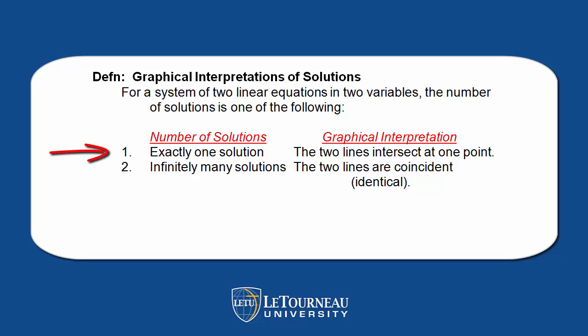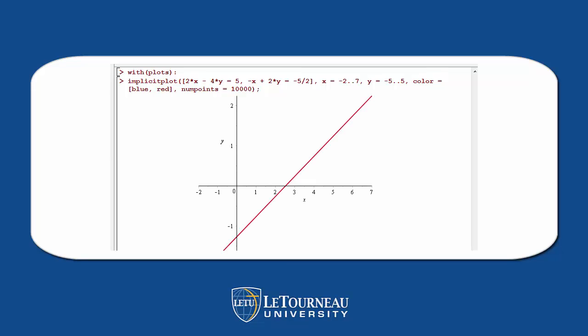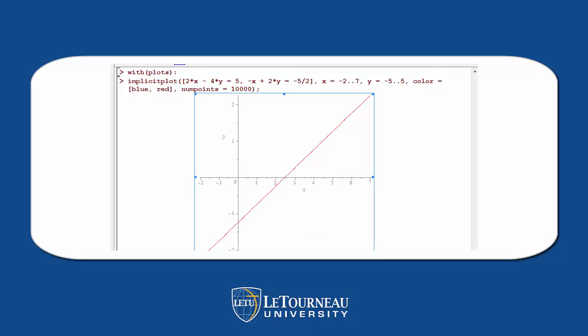Let's look at infinitely many. The two lines are coincident. That's what it's called, i.e., they are identical. So again, let's do some drawing here. We're going to draw 2x minus 4y equals 5 and minus x plus 2y equals minus 5 halves. You can already tell if you look at the slope and y-intercept that they're going to be the same.